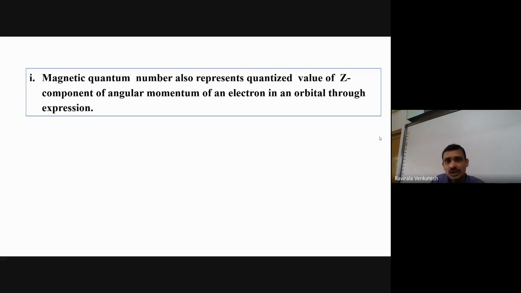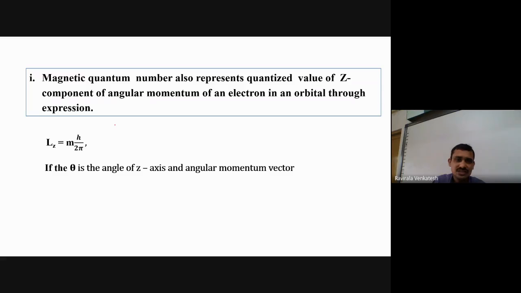Magnetic quantum number also represents the quantized value of the z component of angular momentum of the electron in the orbital through this expression. Generally, you don't need this one, so leave it. This is not for you. This will come in higher standards actually. Leave it, it's no need at all.